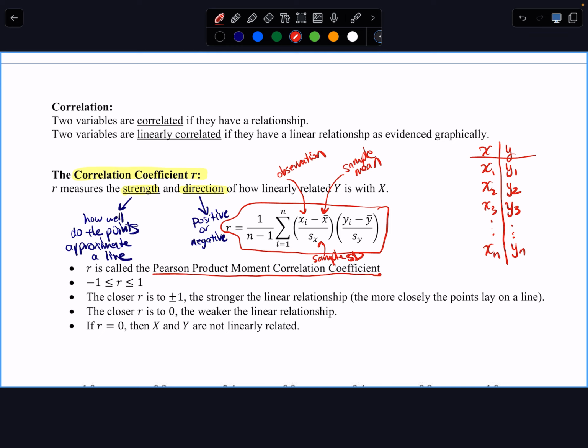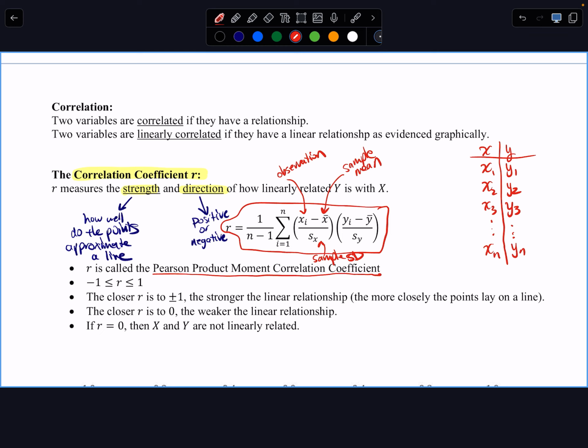And it has a strength, right? So the closer it is to either 1 or -1, so like 0.9 or -0.9, the stronger the relationship. And that means if I look at the graph, the scatter in that plot would be close to the line, right? The points won't be far from a line of best fit. They will be close to that line. The closer it is to 0, the weaker the relationship.